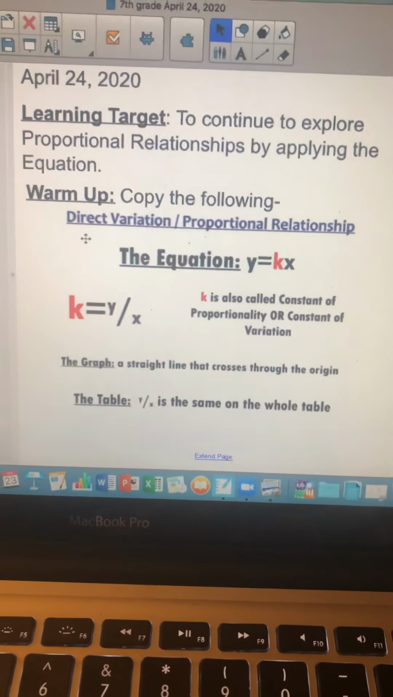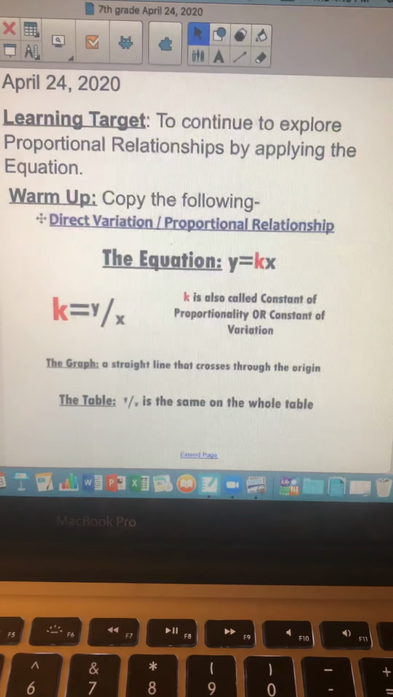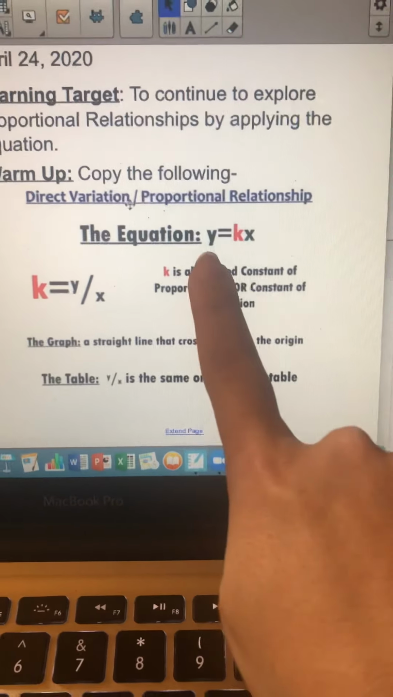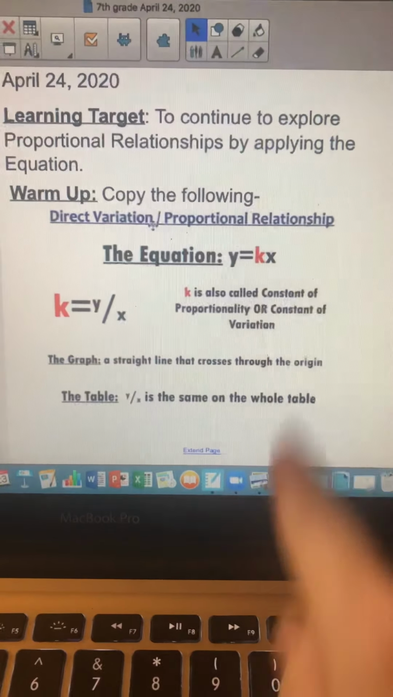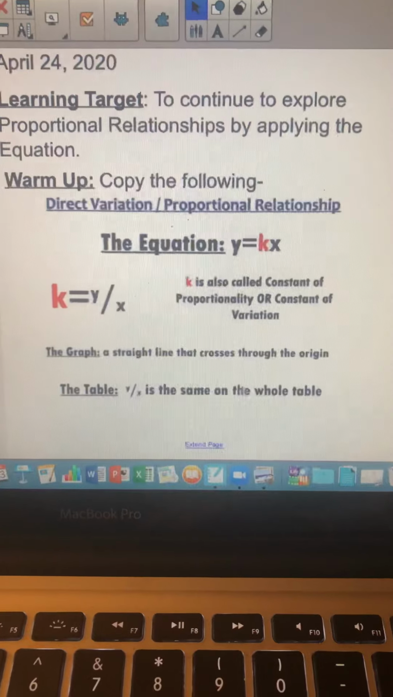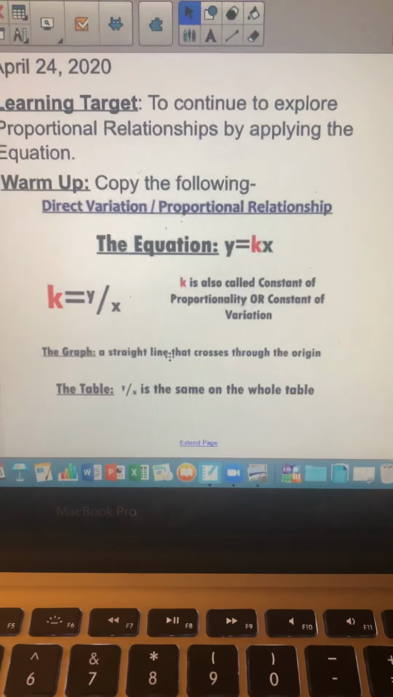I wanted you to identify the equation for a proportional relationship. Sometimes this is called direct variation. This is the equation that we'll be using, y equals kx. K is going to be your constant of proportionality or your constant of variation. Okay, when we find k, we can use the ratio y over x.